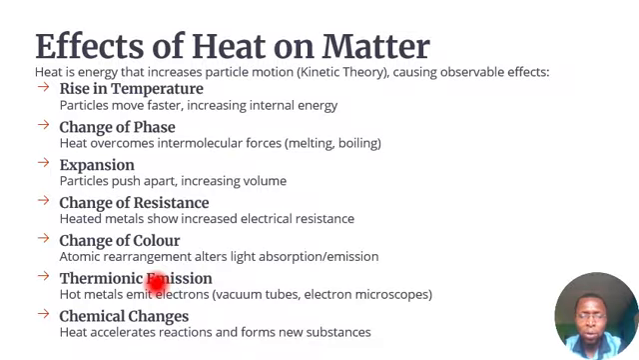When you subject a substance to heat, electrons can escape or be liberated from the surface of that substance. That's what we call thermionic emission. So when electrons are emitted out of the surface of a substance due to heat, it is referred to as thermionic emission. Heat can also lead to chemical change of a substance. When you heat a substance, its chemical characteristics can also change.